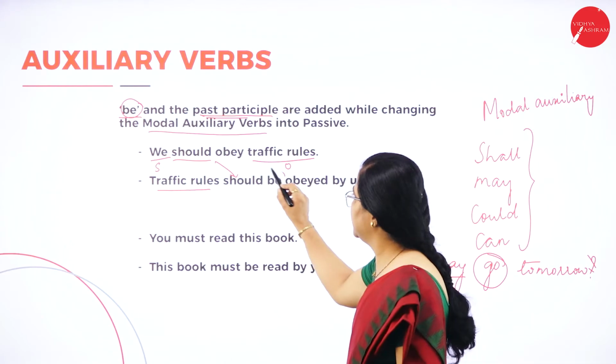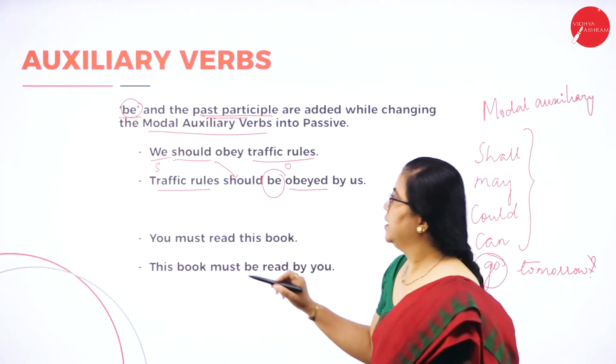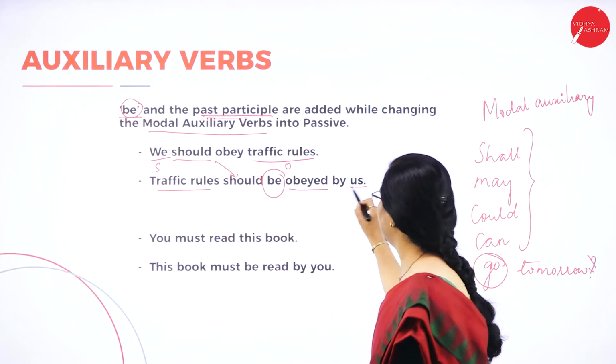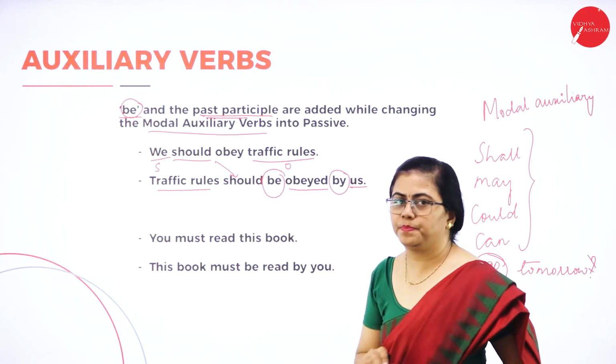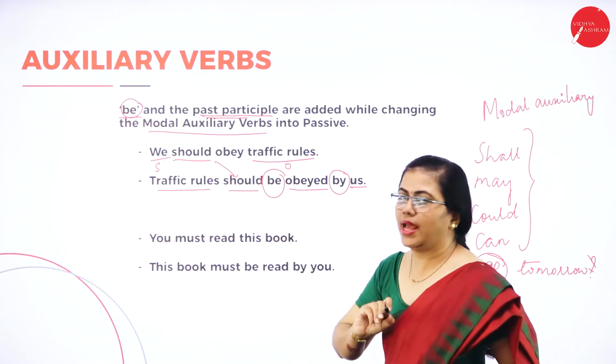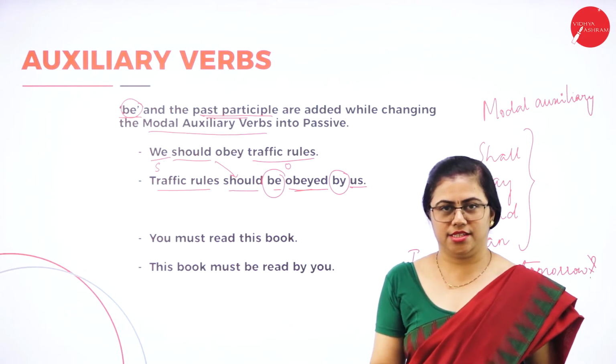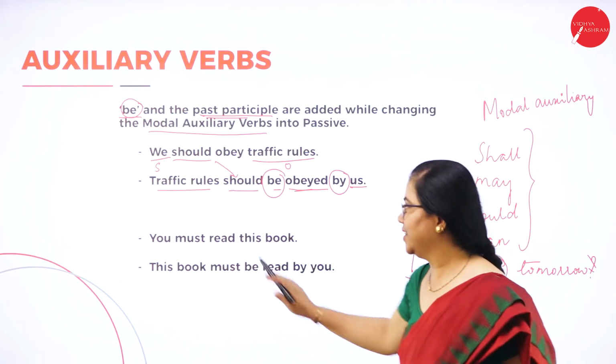How is that? Just add be, then the participle form. Okay, then "we" changes to "us", and the addition is "by". Object to subject, subject to object, retain the modal as it is, just add be and the participle form. That's it. Very simple. Let us see another example.